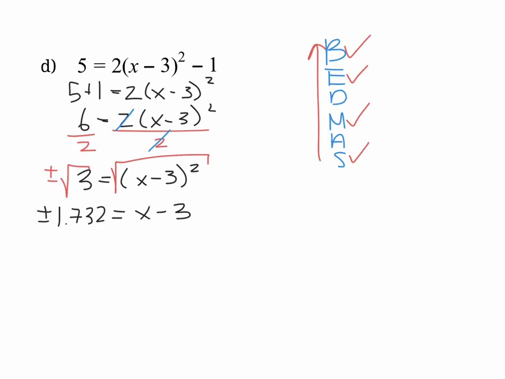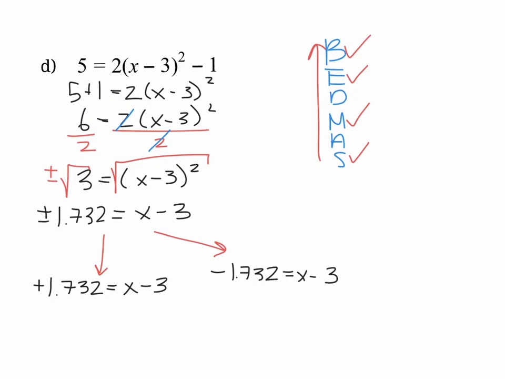And at this point it gets confusing. So my suggestion is, as soon as you see a plus or minus, set up 2 cases. So I've got one case with the positive version and another case with the negative version. So I'm going to rewrite this. I'll do the positive version first. Positive 1.732 is equal to x minus 3. And the other case is, what if that thing was negative? So negative 1.732 is equal to x minus 3.